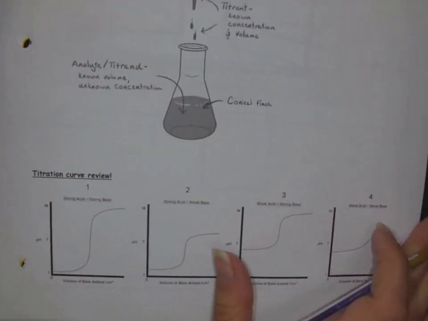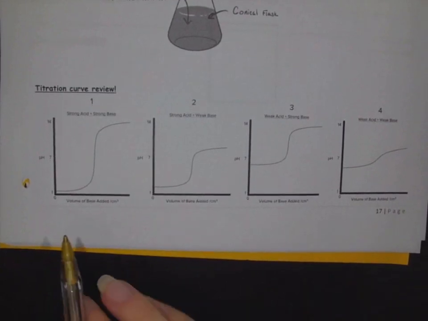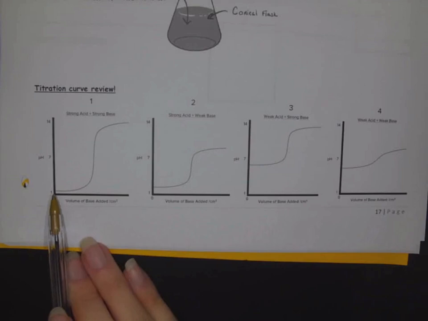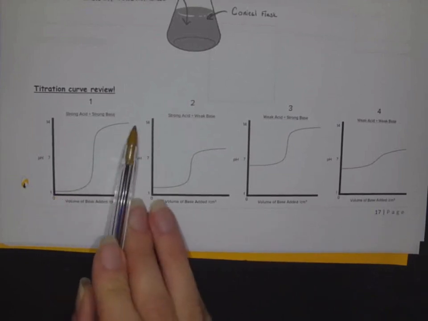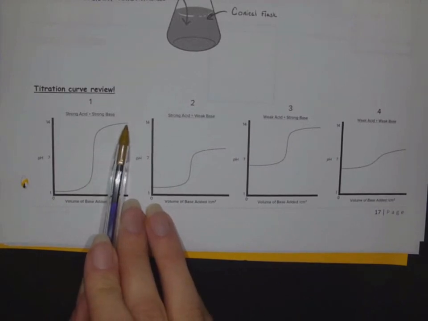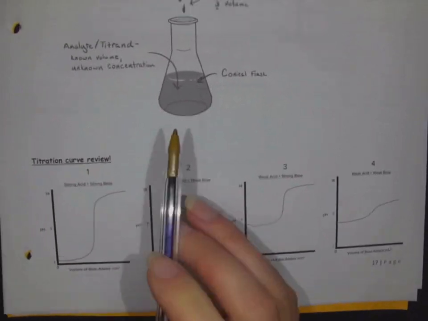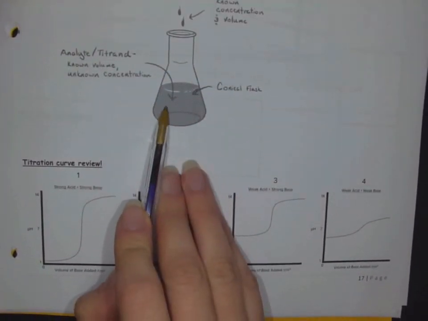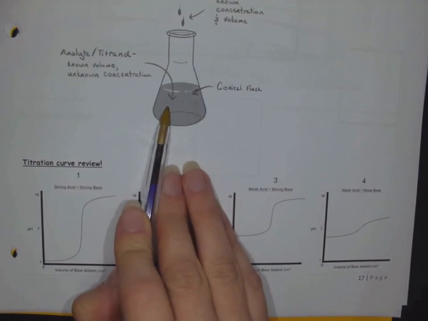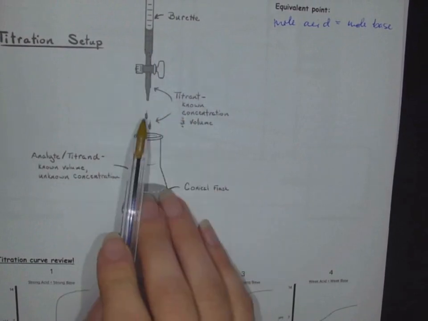Now, if we look at all these different titration curves, and you've seen these before, if the pH is starting off really low, that would mean it's a strong acid. And if the pH is ending really high, then that would be a strong base. So there must have been a strong acid down in the Erlenmeyer flask, because that's the thing that we're measuring. This is our analyte. And then our titrant is what's in the burette that we're dripping in there.